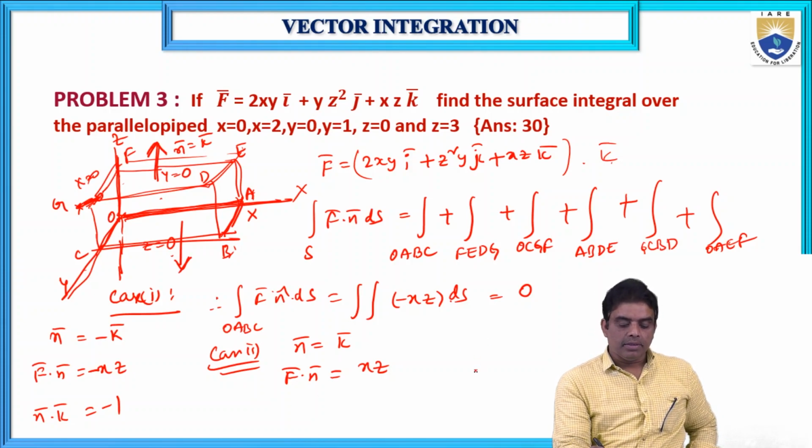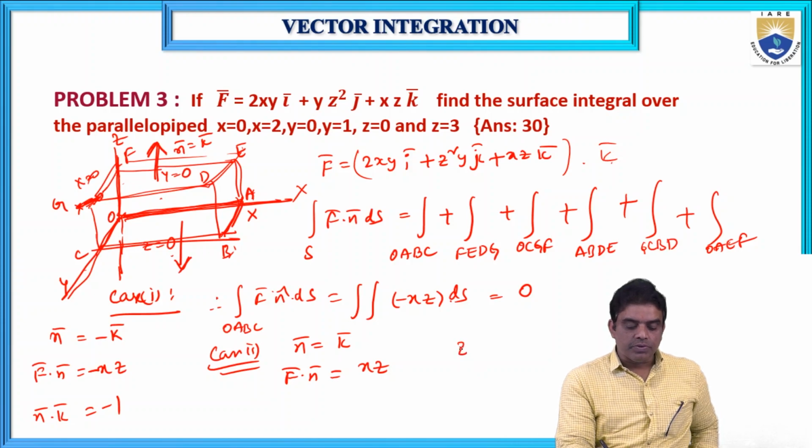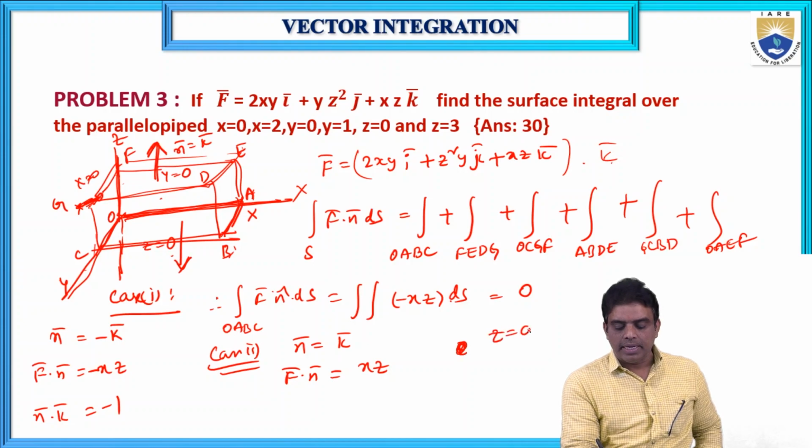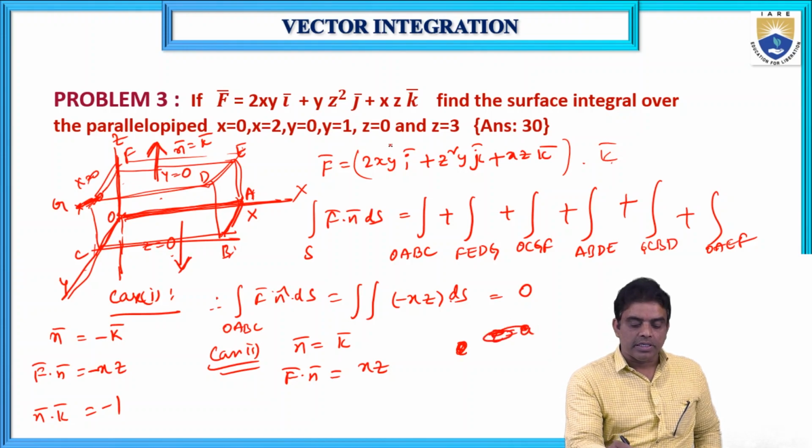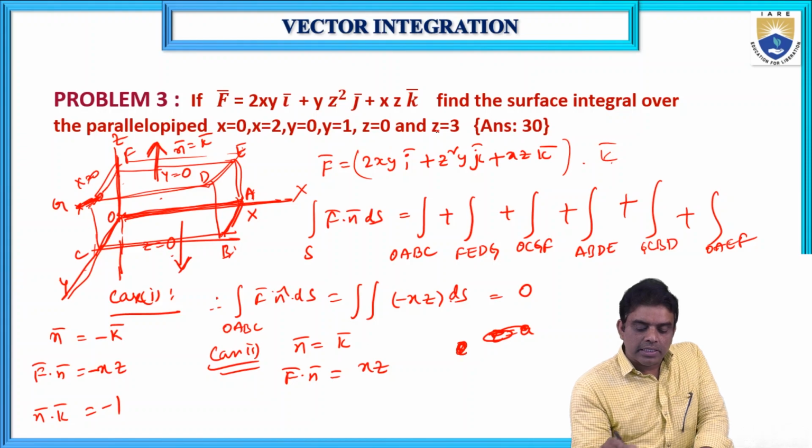Now here, what is the equation of this one? This is parallel to the xy plane. So z is equal to what is given? What is this equation? Z is equal to 3. This equation is given as z is equal to 3.